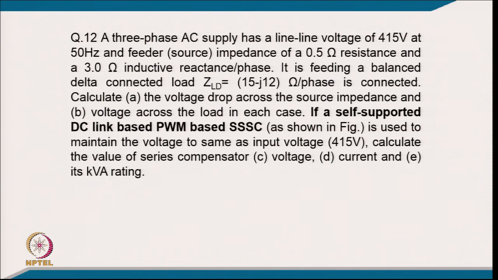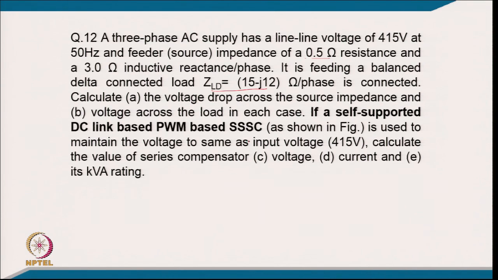Coming to the 12th numerical problem, a 3 phase AC supply has a line voltage of 415 volt at 50 hertz and feeder impedance of 0.5 ohm resistance and 3 ohm inductive reactance, and it is feeding the balanced delta connected load of 15 minus J12 ohm per phase. Calculate the voltage drop across the source impedance and the voltage across the load.